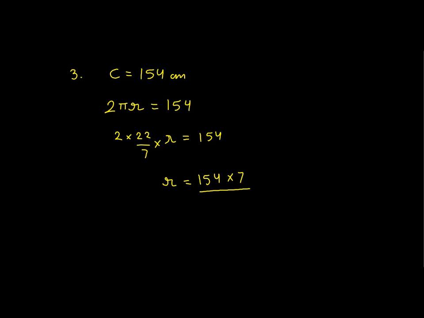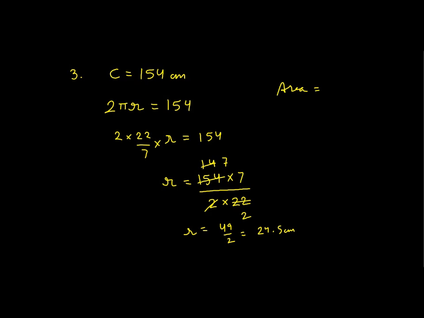7 goes in the numerator of the right hand side, and these two numbers, 2 into 22, will come as the denominator. Now if we cancel this out on the table of 11, so here r comes out to be 49 over 2, that is 24.5 centimeter.